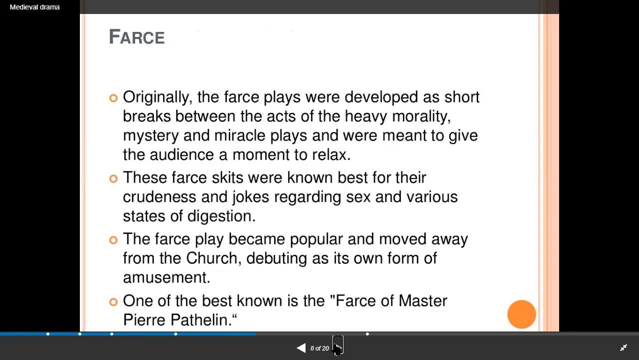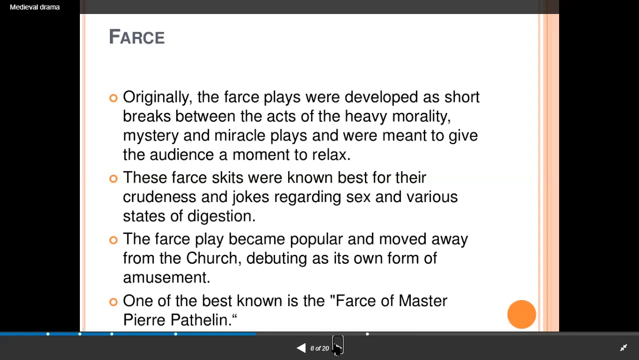Now comes the most important one, which is still being discussed and talked about, but was highly controversial during that time. At a certain stage, the farce plays had to be stopped because of certain obscenity issues. Originally, the farce plays were developed as short breaks between the acts of the heavy morality and mystery and miracle plays, and they were meant to give the audience a moment of relaxation. They were small comedies for the purpose of entertainment.